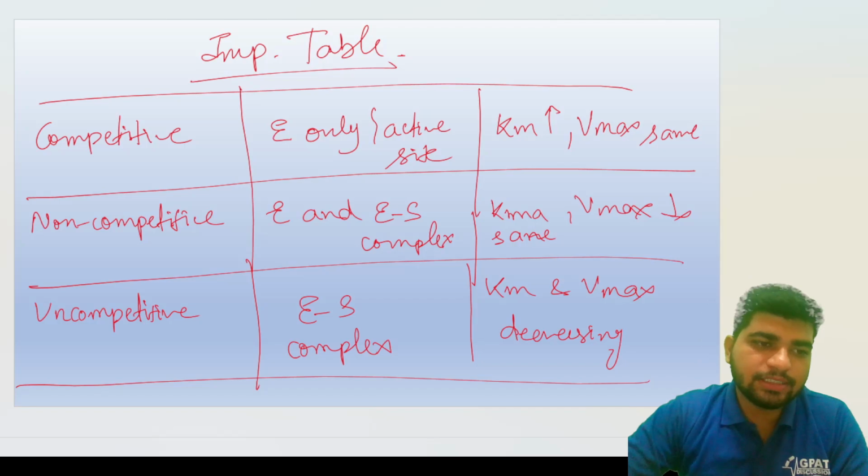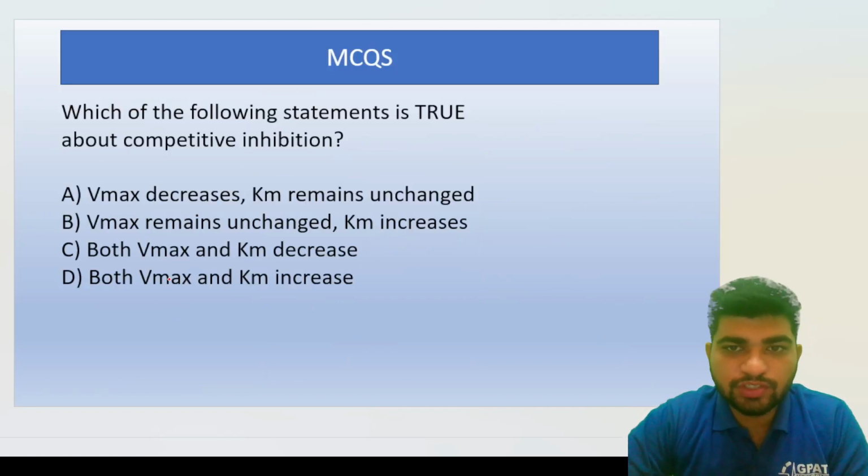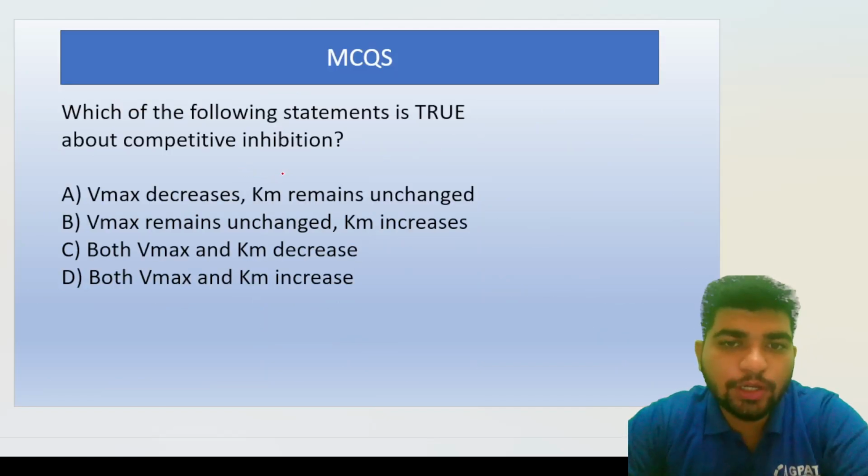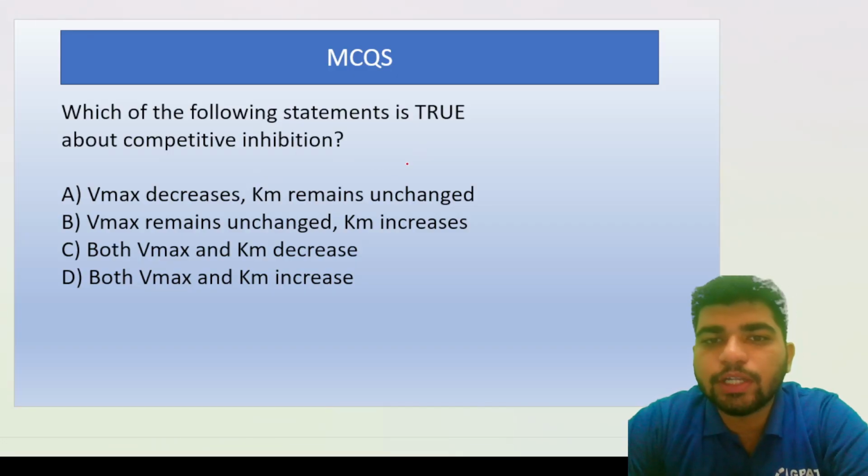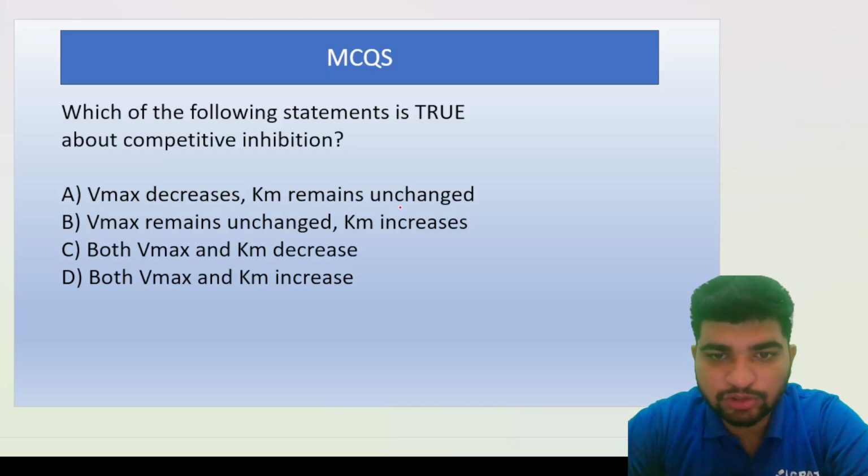Okay, so let's start with some MCQs to strengthen your concept. Which of the following statements is true about competitive inhibition? Vmax decreases, Km remains unchanged. Vmax unchanged, Km increased. Both Vmax and Km decrease. Both Vmax and Km increase. Okay, so you have 5 seconds to answer.